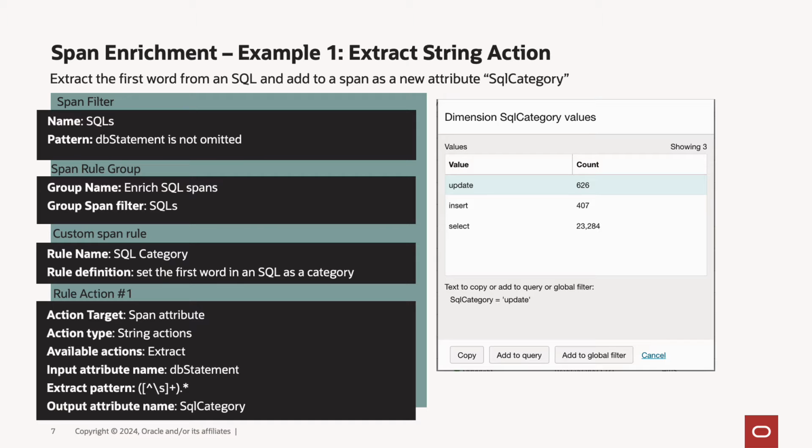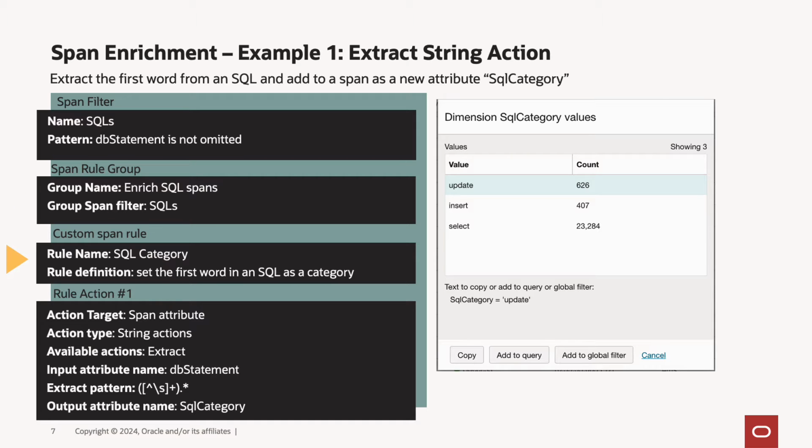This example defines a span rule that uses a string action to extract the first word from the SQL and creates a new attribute in the span. First step is to define a span filter. In this example, the pattern is DB statement is not omitted, so it applies to the JDBC calls. Next is to set the span group name and select the span filter name configured in the first step.